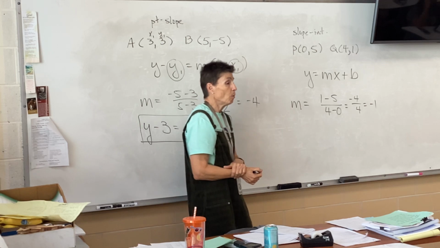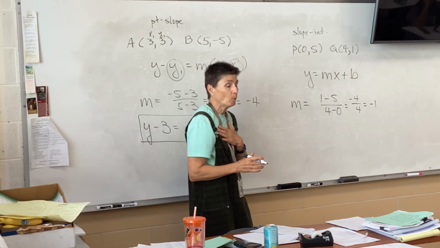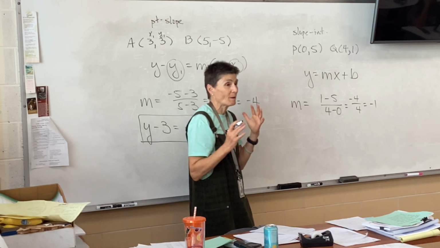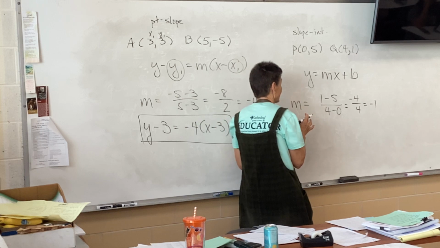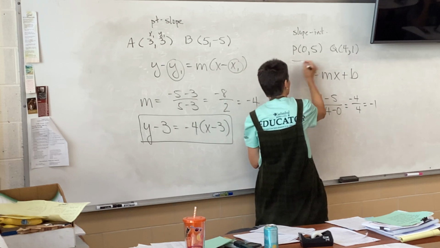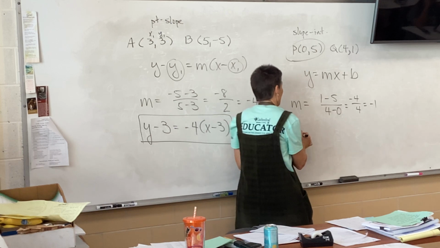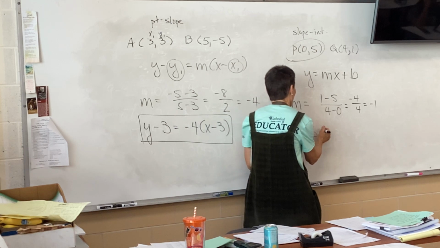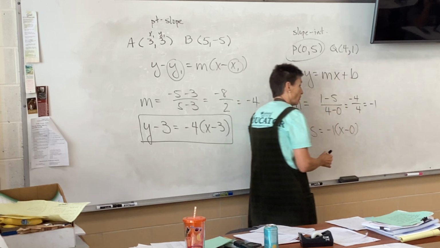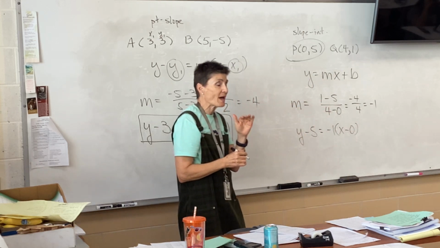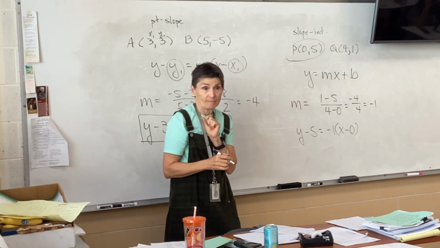Now, at this point, you can do lots of different things. I am a point sloper. I'm going to point slope every line I ever see. So I'm going to go ahead and do what I did a minute ago. I'm going to pick this point right here because it's got a 0, and zeros are easy. And I'm going to do y minus 5 equals negative 1, x minus 0. But wait a minute, Mrs. Ford, that's not slope-intercept. You are right, but I'm not done.